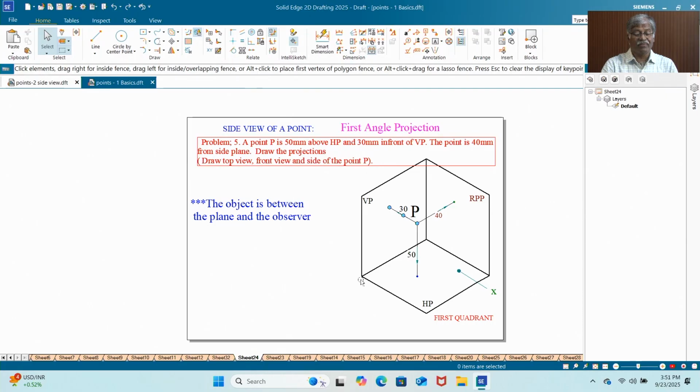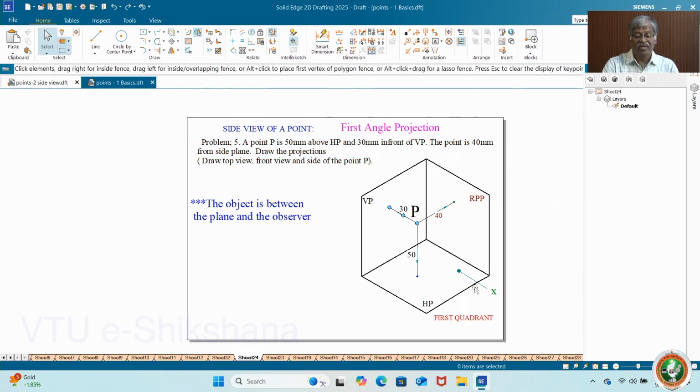This particular problem refers to the side view of a point. A point P is 50 mm above HP and 30 mm in front of VP. The point is 40 mm from the side plane. Draw the projections. It can be the left profile plane or the right profile plane. Normally, by default, we take the right profile plane.